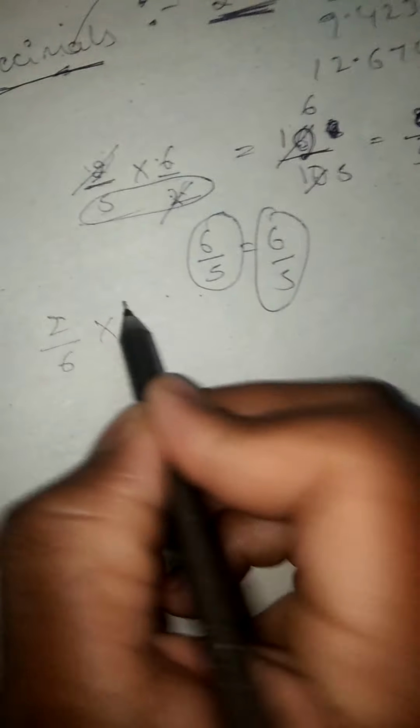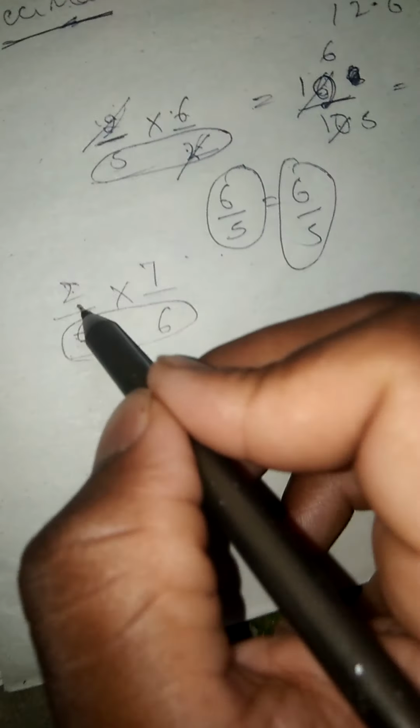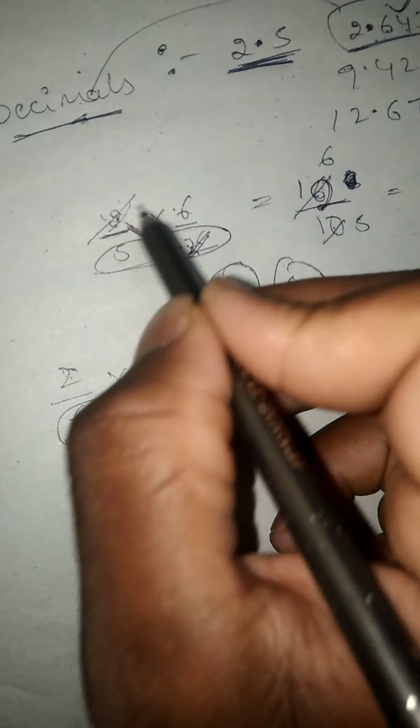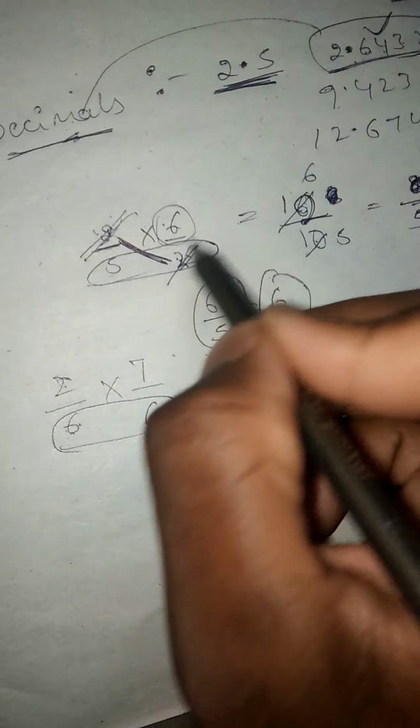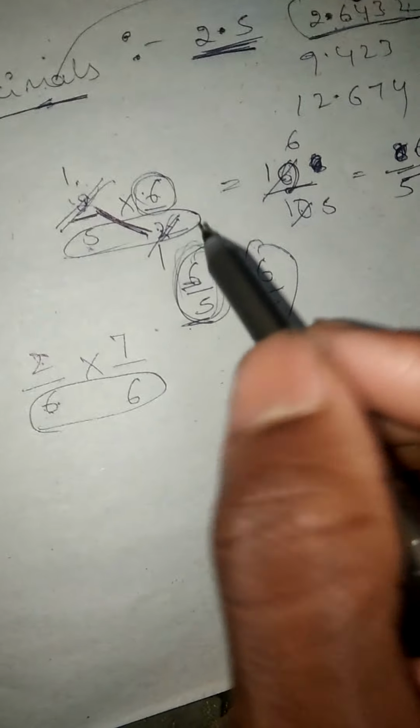Here 2 by 6 and 2 by 5 are there. You don't cancel these two terms. We have to cancel the opposite of both numbers. So here 2 and 2 are opposite to each other. So we have to cancel these two numbers. We have 2 ones, 2 ones. 6 into 1 is 6, 5 into 1 is 5. We got 6 by 5.